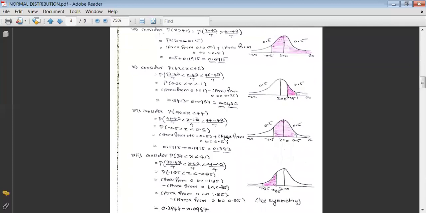that leads to 0.6915. Now let us go for the fifth one, that x lies between 43 and 46. Again, if you subtract the mean throughout and divide by the standard deviation, this becomes 43 minus 42, 1 by 4, that is 0.25, and this is our result, and 46 minus 42 is 4, 4 by 4 is 1. Now I want the area between 0.25 and 1. Since both are positive, 0.25 is nearer to 0 as compared to 1. That's why I'm marking 0.25 first, then I'm marking 1. Therefore, I want the area between those two.